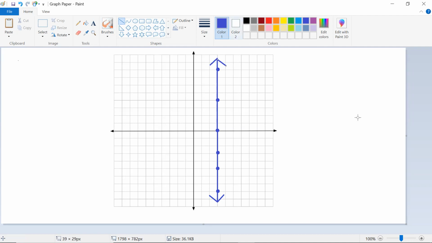So a line that is x equals a number or y equals a number graphed on the Cartesian coordinate plane is going to be either a vertical line when it's x equals a number or a horizontal line when it's y equals a number.